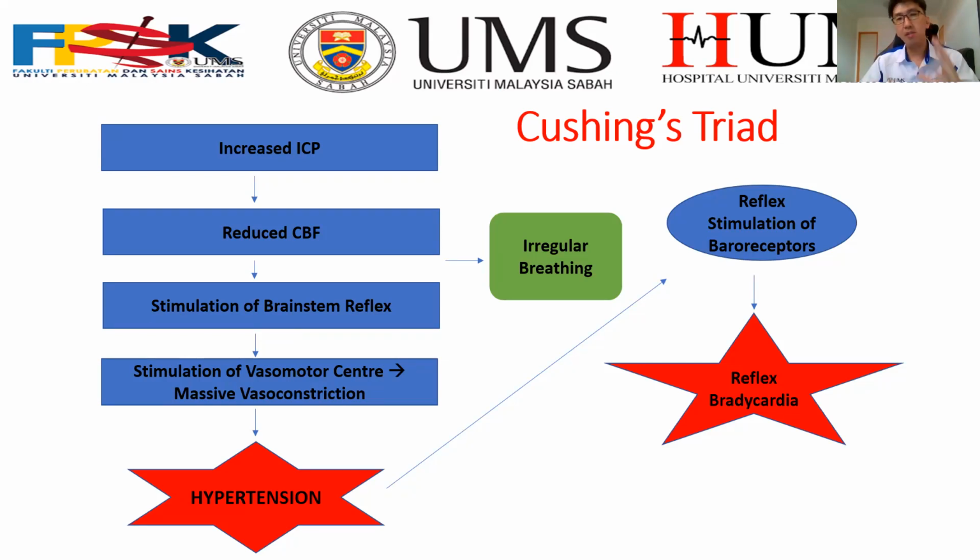So the patient will have hypertension, and you will see irregular breathing because of the herniation of the brain and stimulation of the brainstem reflexes. And then, because the BP is too high, stimulation of the baroreceptors in the arch of aorta and the carotid sinus will occur, and you get reflex bradycardia. So hypertension, reflex bradycardia, and irregular breathing is the Cushing's triad.